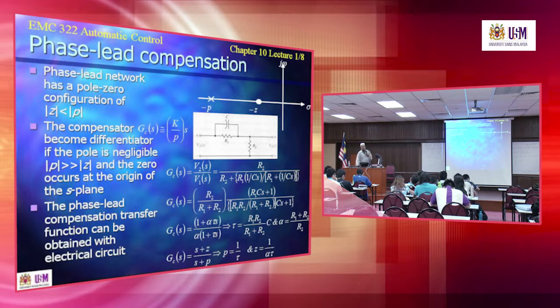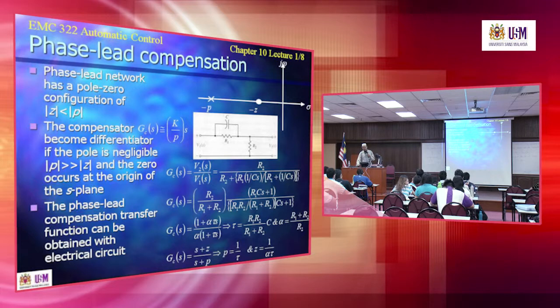So, that means when we add a pole and zero, we should locate them in such a way that the zero is nearer to the imaginary axis compared to the pole. Okay? So this is called phase lead compensation. And when we add this type of compensator, the compensator becomes a differentiator.